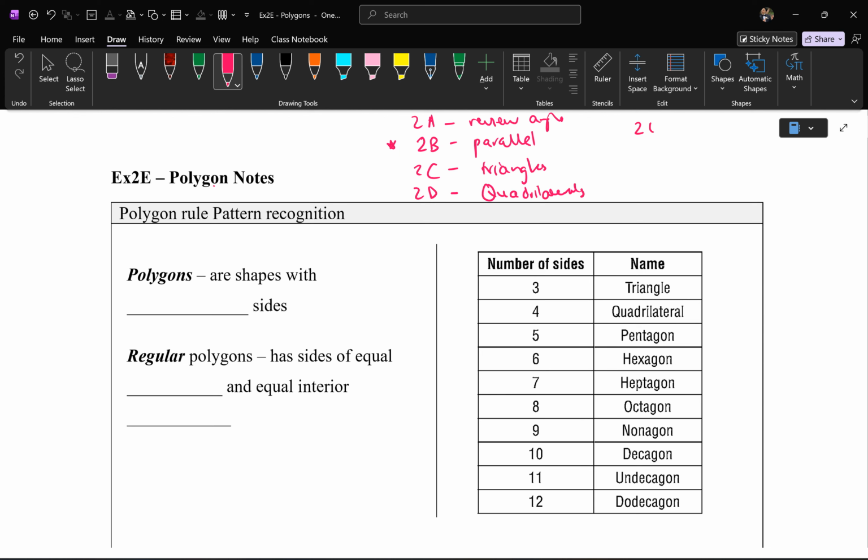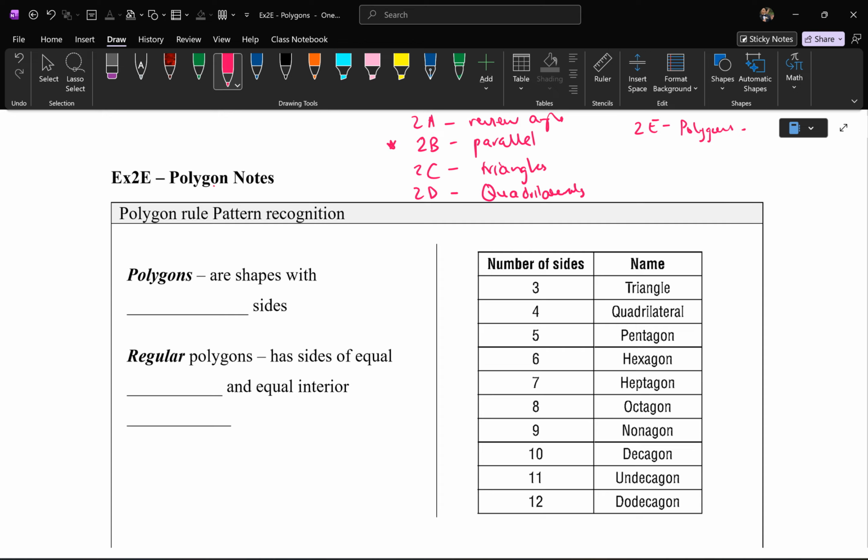And then finally now 2E is what we call polygons. So that's a 3-sided shape, 4-sided shape. Polygons means many-sided shapes. Okay? Technically, triangles and quadrilaterals are polygons. We're just now specifically looking at general polygons. So here we go, the definition of polygons.